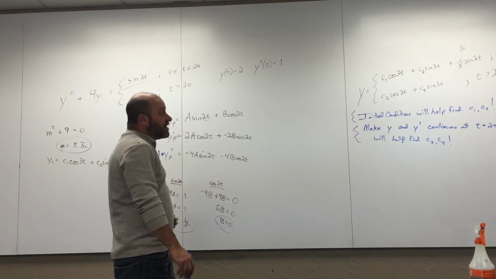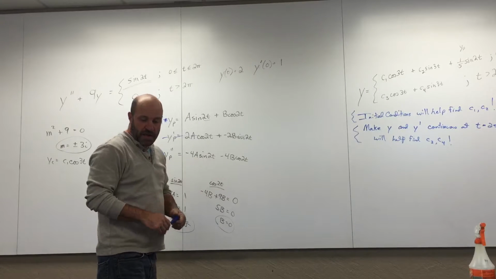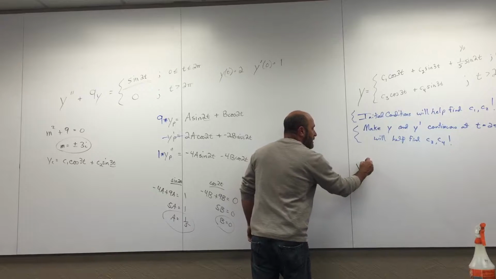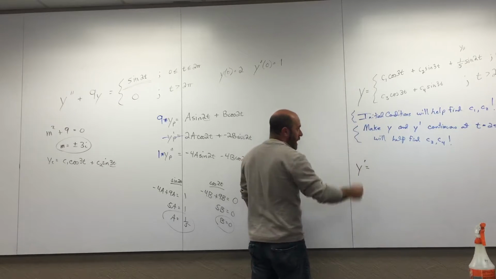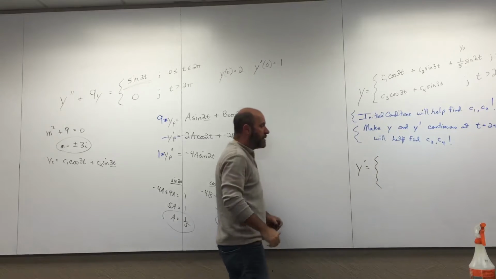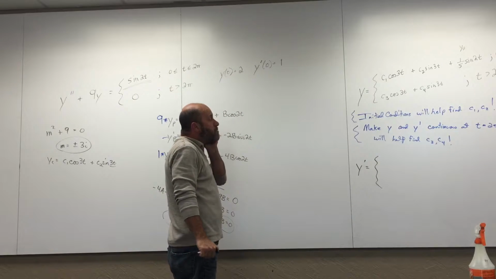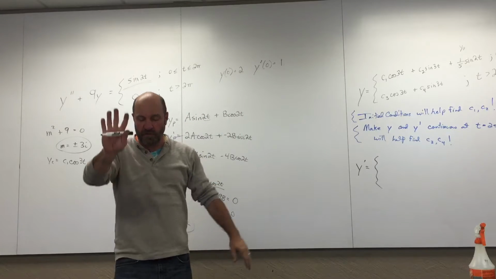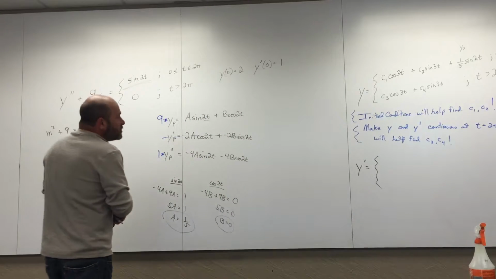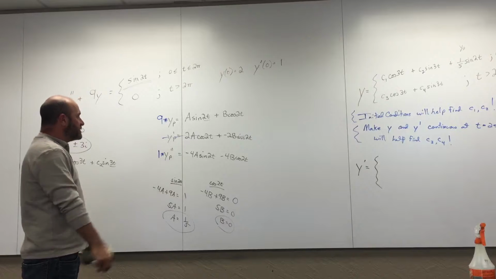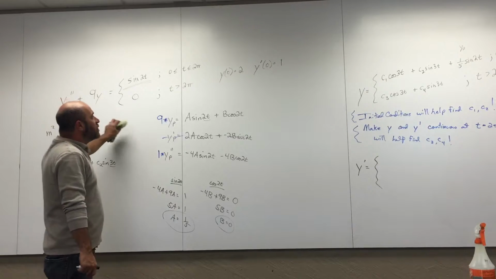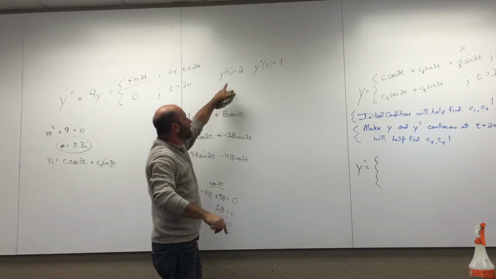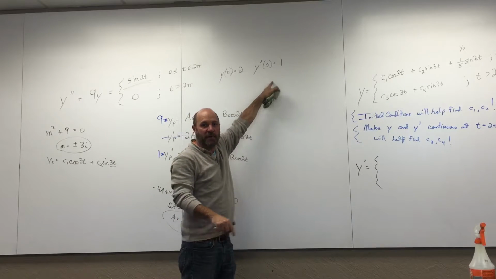That means I'm going to need y prime. Let's just put y prime right down here. Y prime is piecewise. Wait, let's hold off a second. Let's work on finding C1 and C2. To find C1 and C2, I think I want to, oh wait a minute, I am going to need y prime, aren't I? Yeah. Okay, let's do y prime.